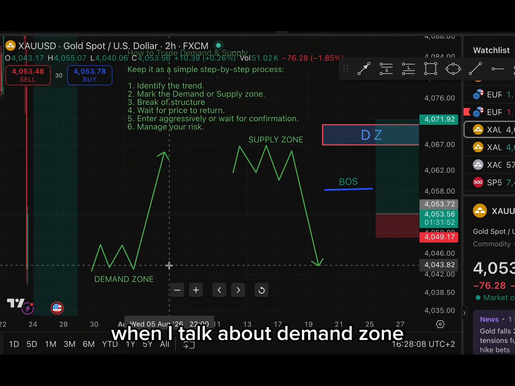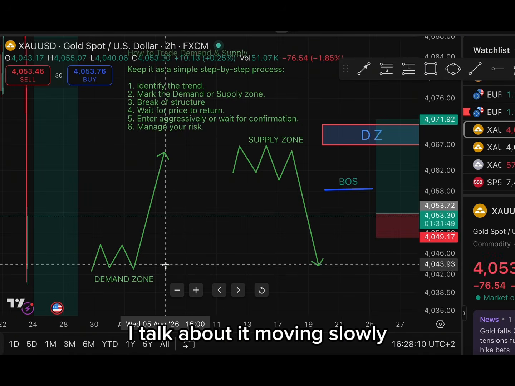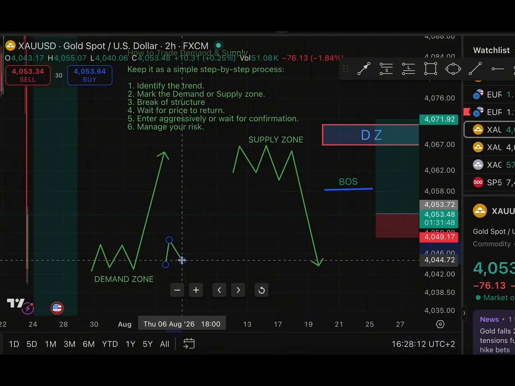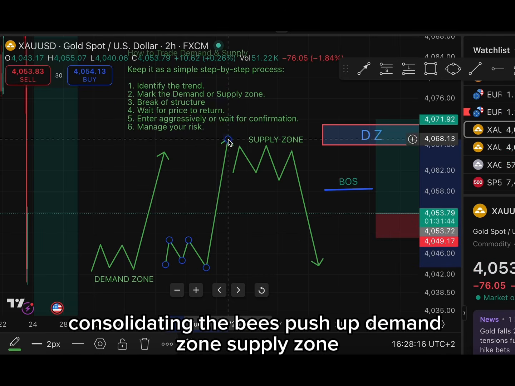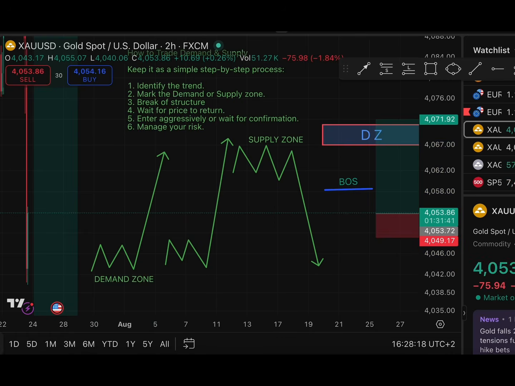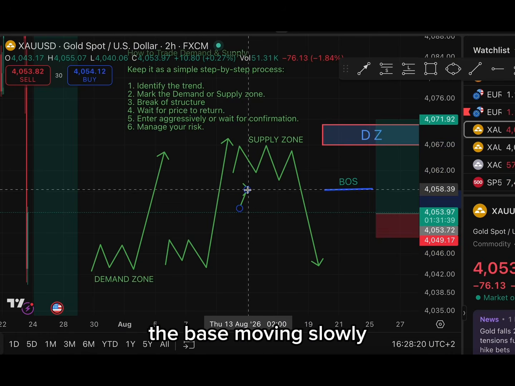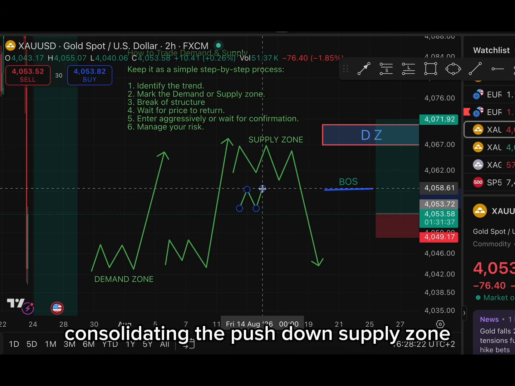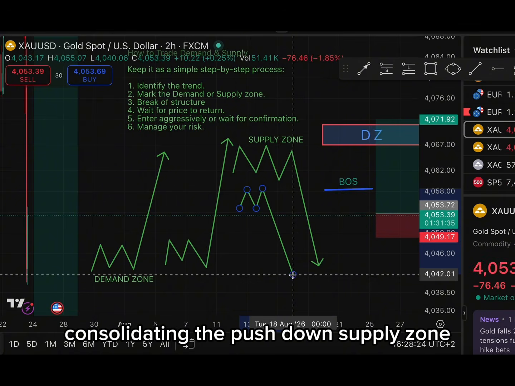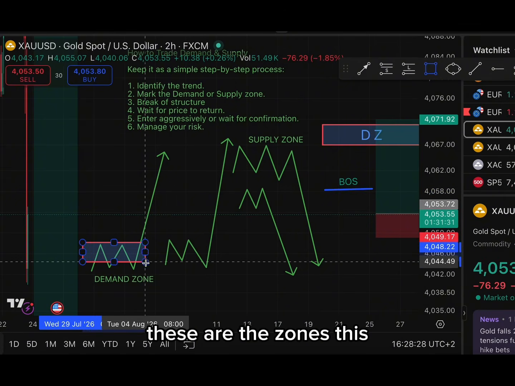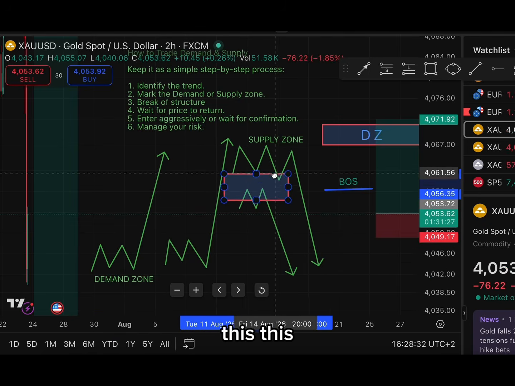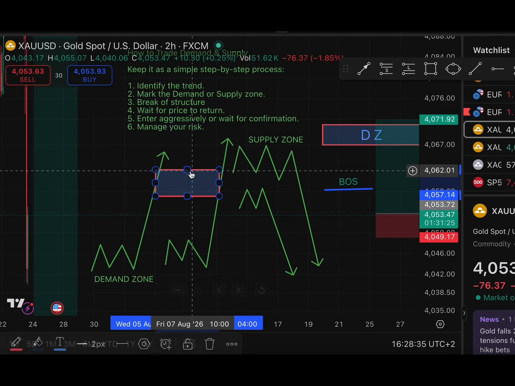When I talk about a demand zone, I talk about it moving slowly. I mean like this. Consolidating, the base. Push up, demand zone. Supply zone, the base. Moving slowly, consolidating, then the push down, supply zone. These are the zones. This, this, this, this.